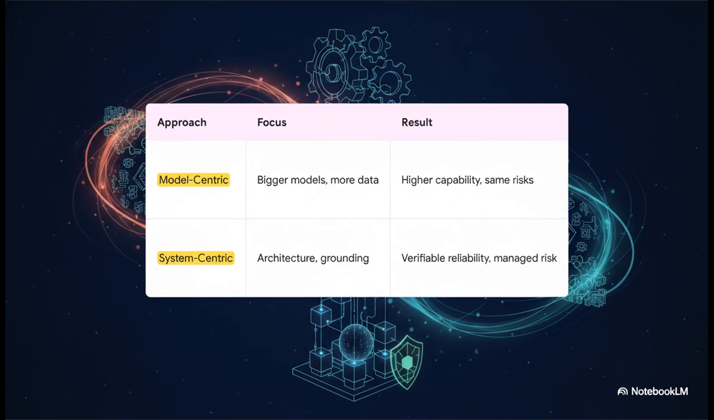And this really gets at a huge shift in thinking. The model-centric way is to just chase bigger and bigger models, throwing more data at them and just hoping that somehow makes them more reliable. It doesn't. The smart approach, the system-centric approach, is totally different. It starts by accepting that the model will have flaws, and then focuses all the effort on building an architecture, with grounding, with controls to manage that risk. That is how you build reliable, enterprise-grade AI.